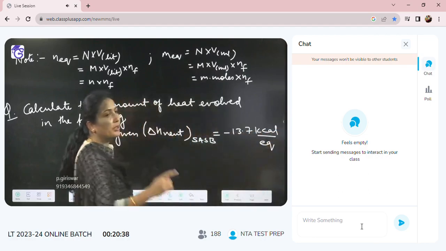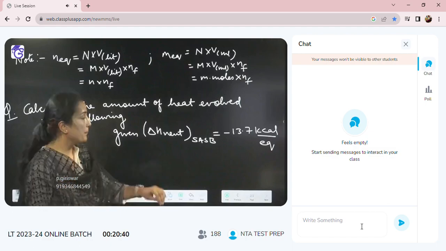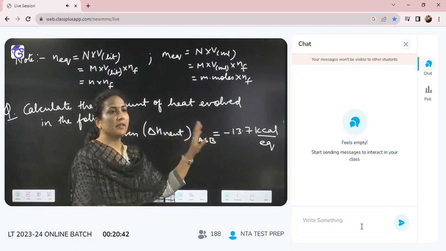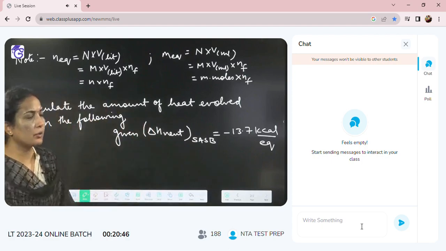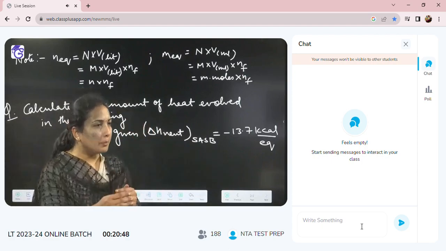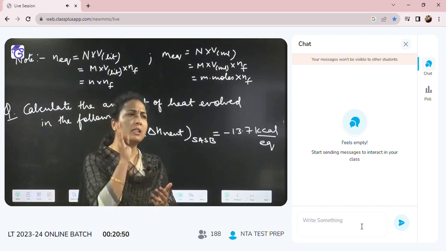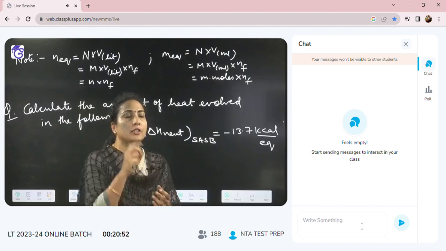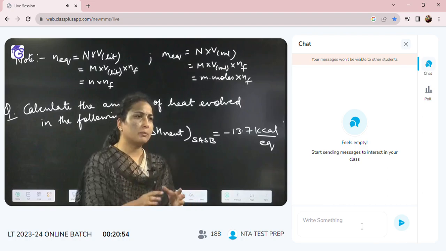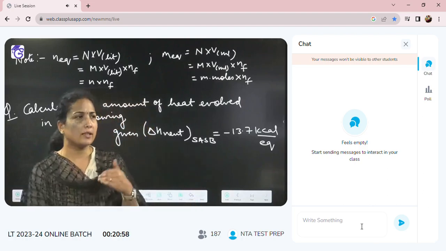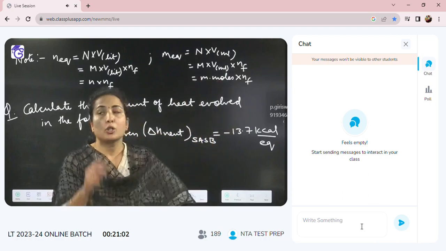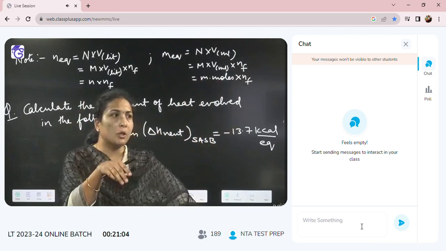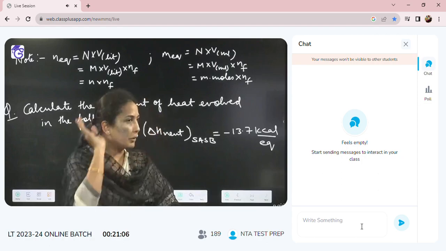Now one more important thing here. This is the standard data, where when one equivalent reacts, 13.7 kilocalorie is liberated. But sometimes the examiner may give you some other data, just to make the calculation simpler. Maybe delta H neutralization of strong acid, strong base is, suppose, minus 50 kilojoule per equivalent. Then for solving that problem, you consider the value given by the examiner.